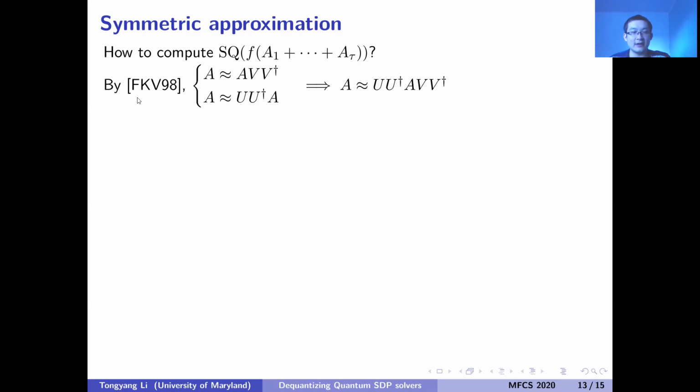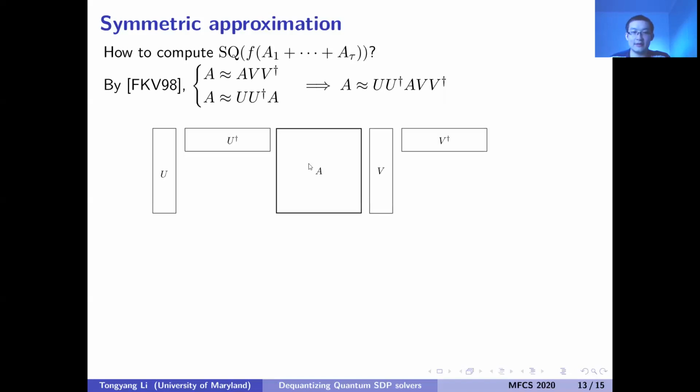By the FKV paper, Frieze, Kannan, and Vempala, we just mentioned that A can be approximated by A times V dagger, which is basically the right-hand side of the approximate singular value transformation. And for the left-hand side, we have such an A here. So multiplying them together, we can see that A approximately equals U times U dagger times A times V times V dagger. Furthermore, we can take a closer look at this matrix multiplication structure.